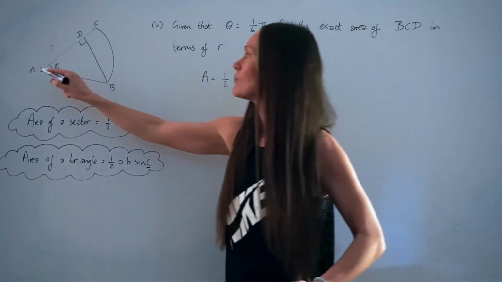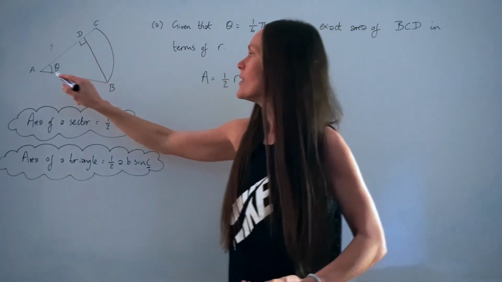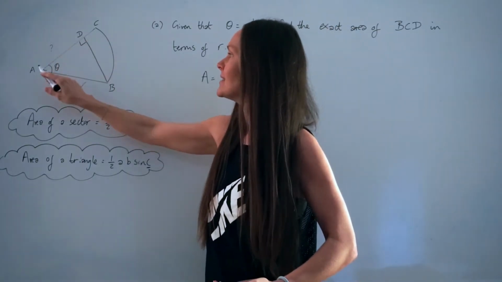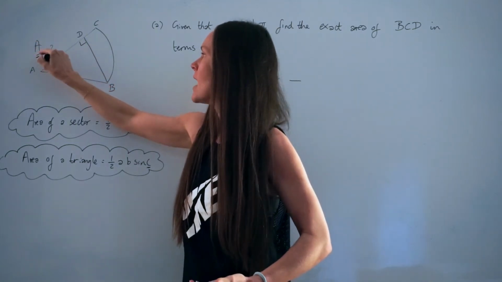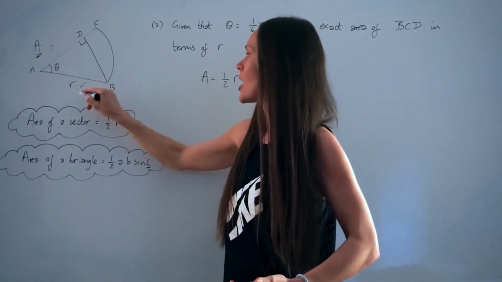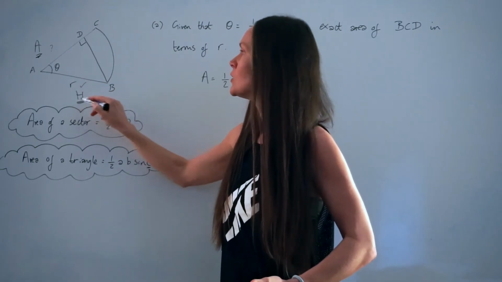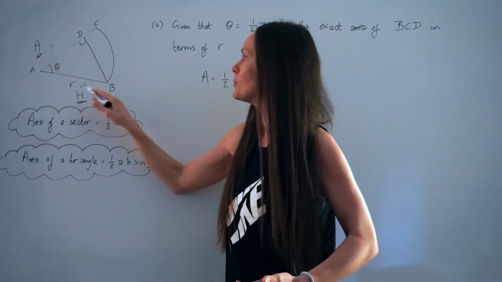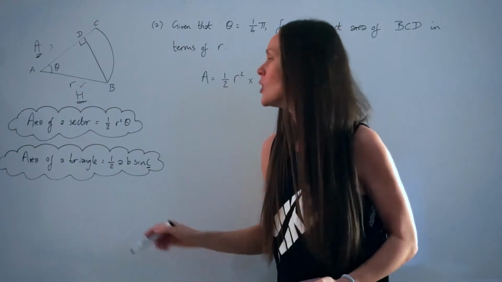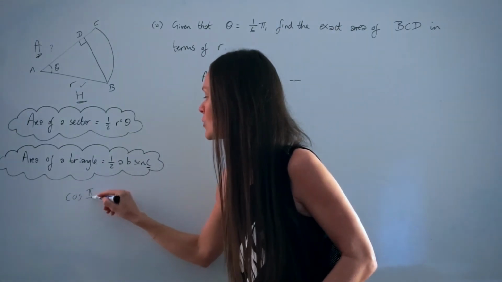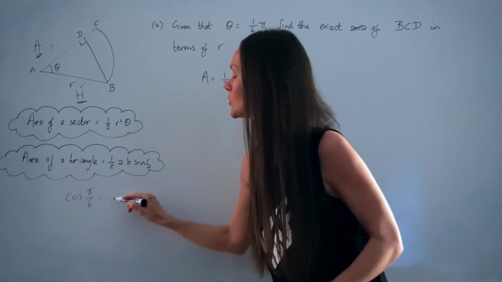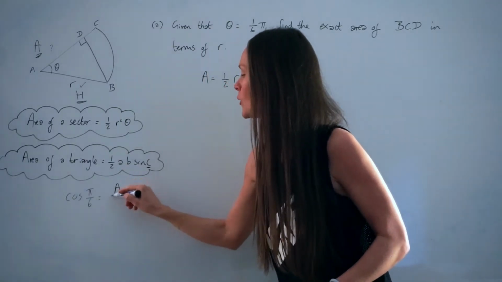We have a right angle triangle. This length AD is the side that's adjacent to the angle, and this length here is the hypotenuse. So if we're using the adjacent and the hypotenuse in a right angled triangle, we know that cos of the angle, so cos theta or cos pi over 6, is equal to the adjacent length over the hypotenuse.